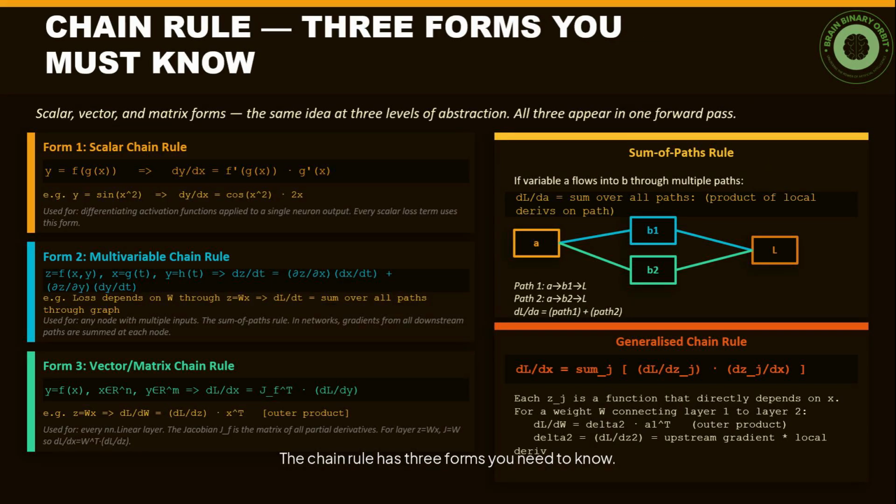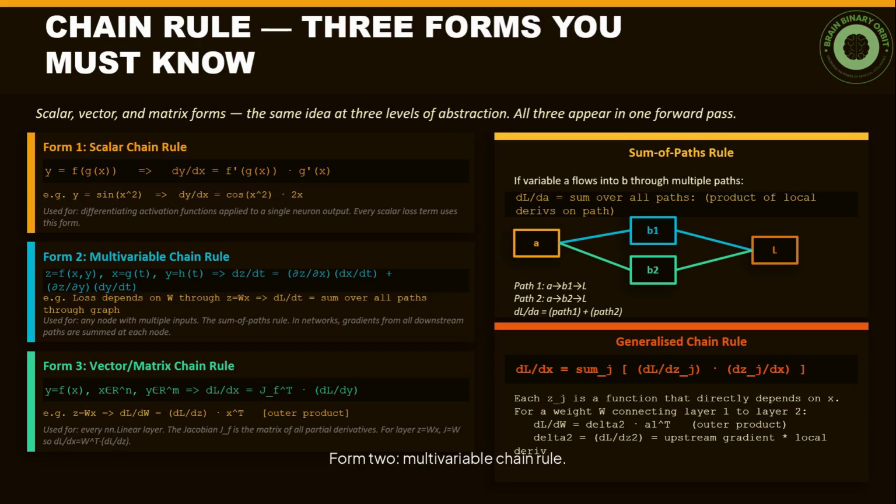The chain rule has three forms you need to know. Form 1, scalar chain rule. If y equals f of g of x, then dy/dx equals f prime of g of x times g prime of x, outer derivative times inner derivative.